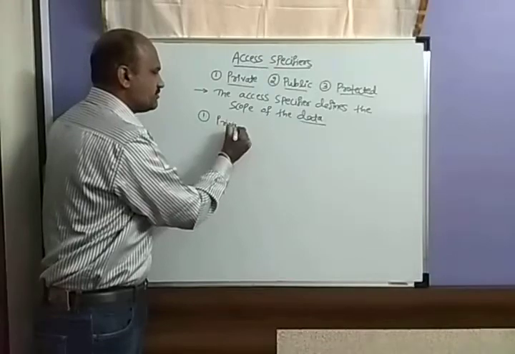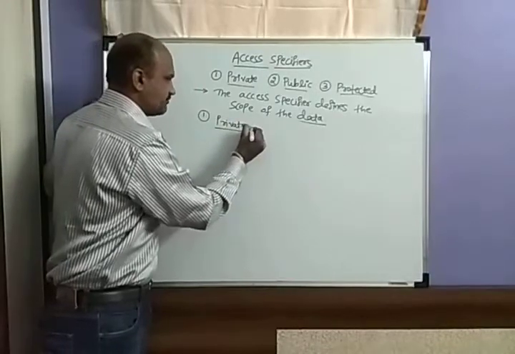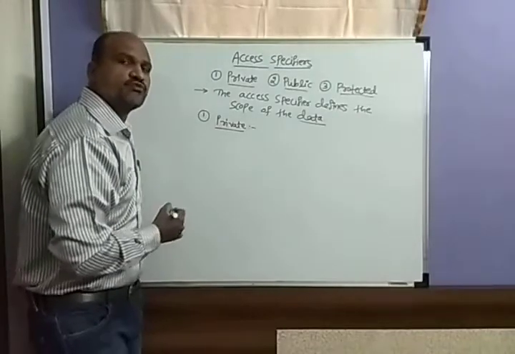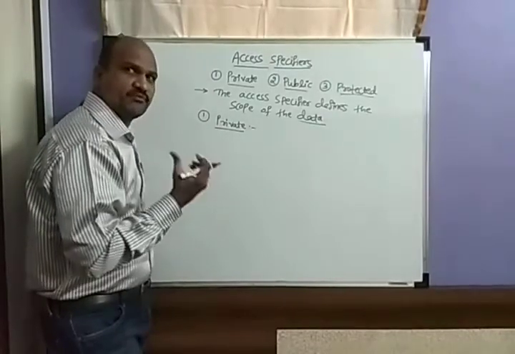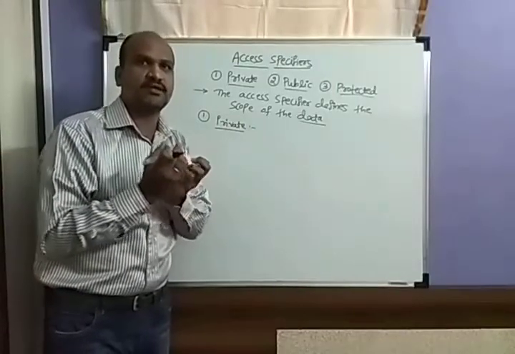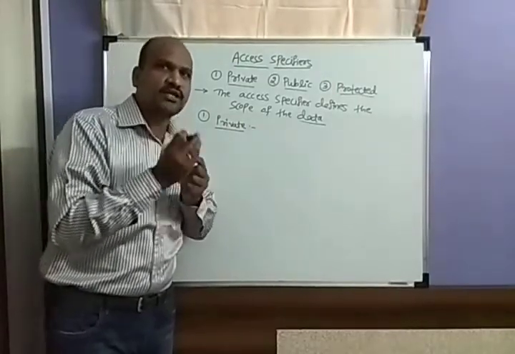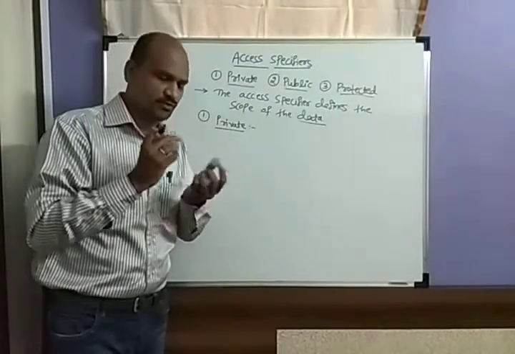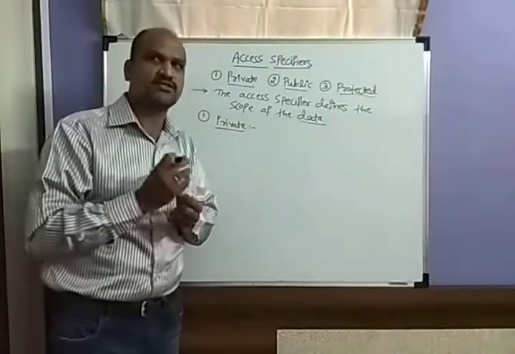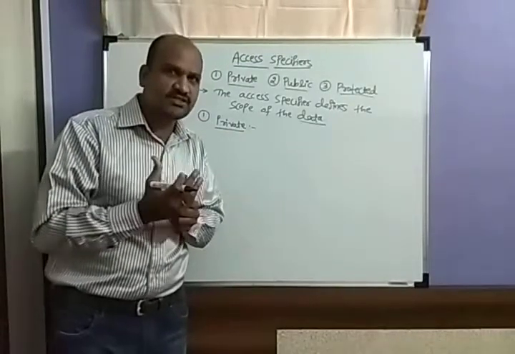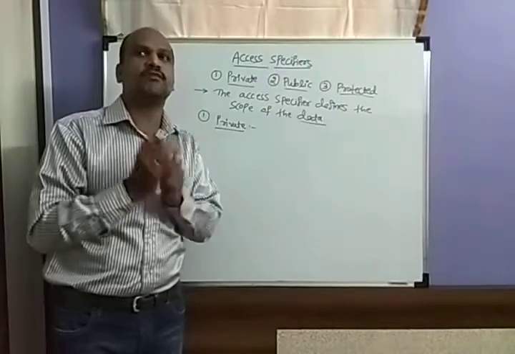So what is the private access specifier, and how should we define it? A private access specifier means that the member data can only be accessed by the member functions.